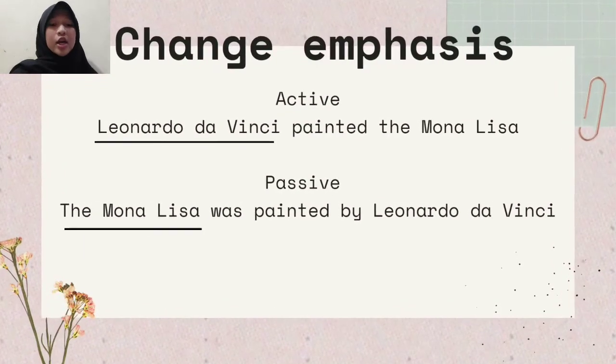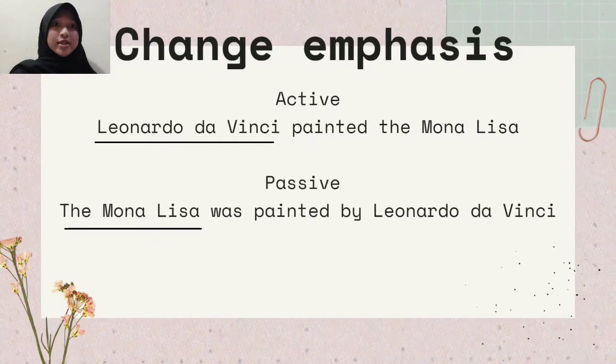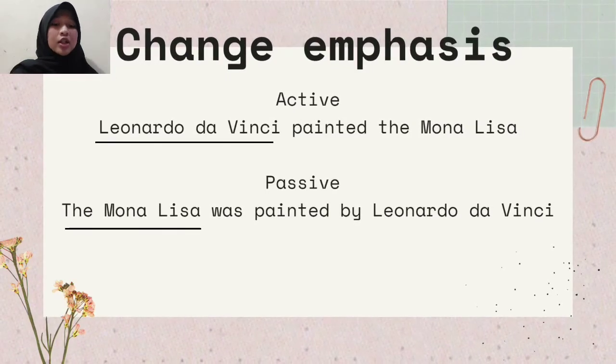First, use the passive to change the emphasis of your sentence. Look at two sentences. First, Leonardo da Vinci painted the Mona Lisa. The Mona Lisa was painted by Leonardo da Vinci. The first sentence is active and the second is passive. What's the difference?